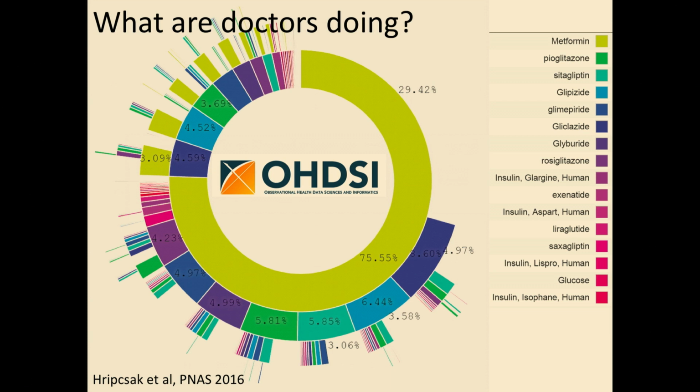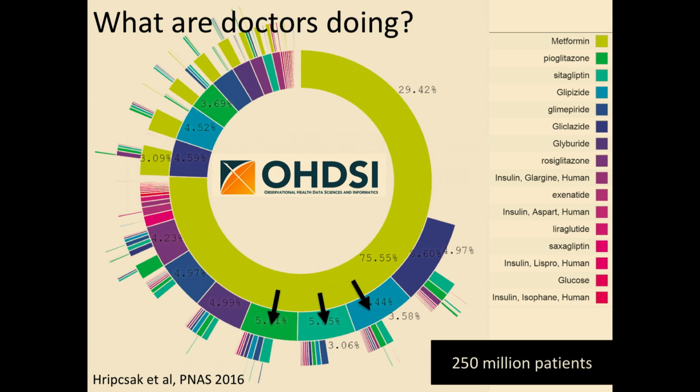But then the guideline says if in 90 days your A1C is not controlled, pick a second-line drug. That's practically what it says, pick a second-line drug. And that's exactly what doctors do. They pick a second-line drug. So I just picked three, rosiglitazone, sitagliptin, and pioglitazone, 5 to 6%. Now we looked at about 250 million patients. And then we asked the question, which one of these three pathways are good? This is what they're doing, pure descriptive.